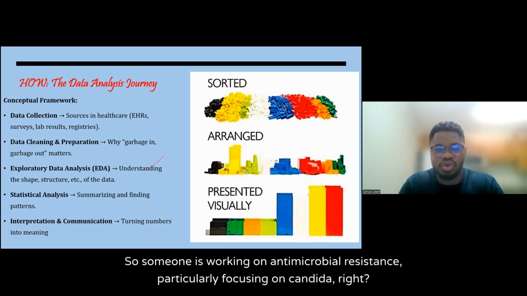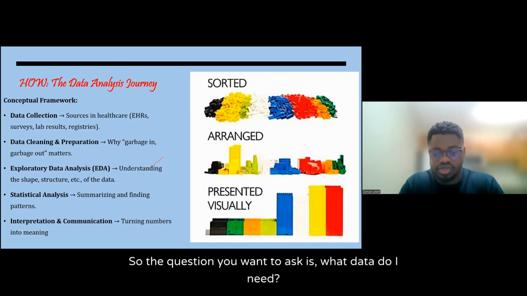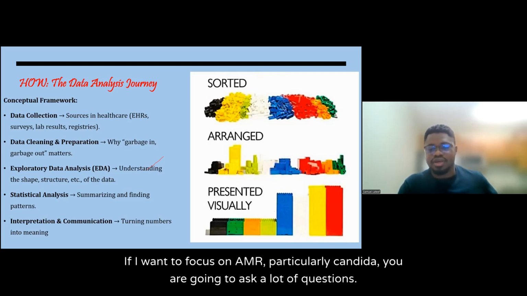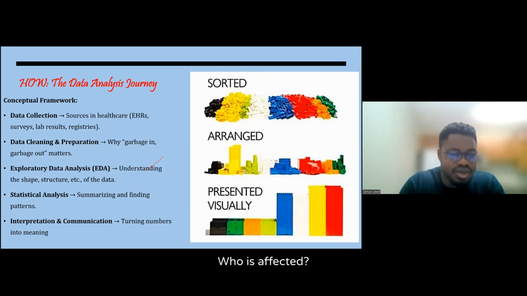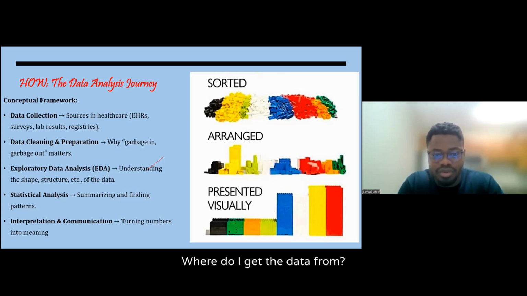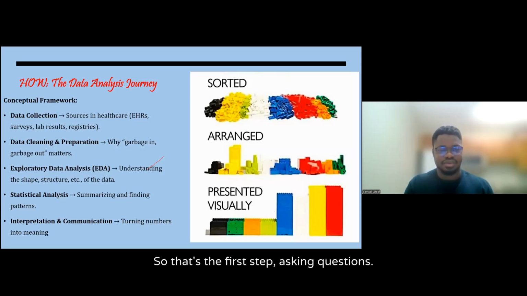So someone is working on antimicrobial resistance, particularly focusing on Candida, right? So the question you want to ask is, what data do I need? If I want to focus on AMR, particularly Candida, you are going to ask a lot of questions. What data do I need? Who is affected? Where do I get the data from? Who has this data? So that's the first step.